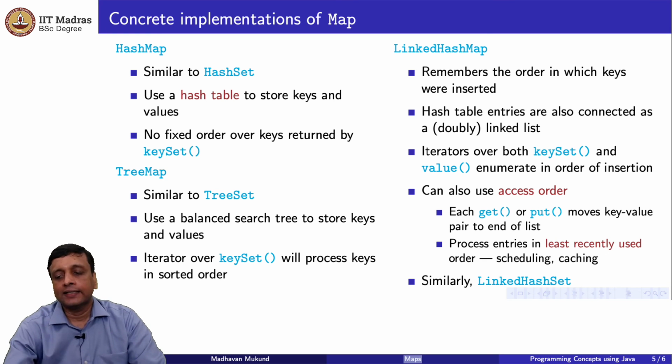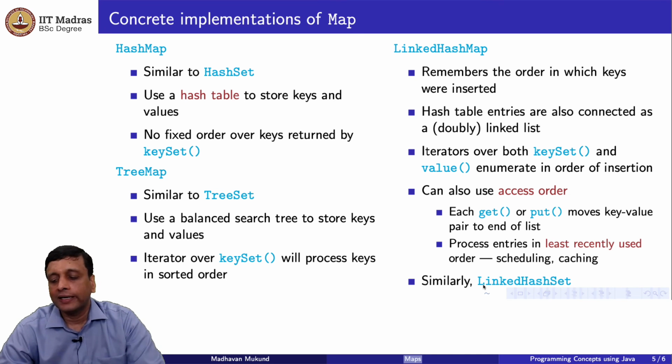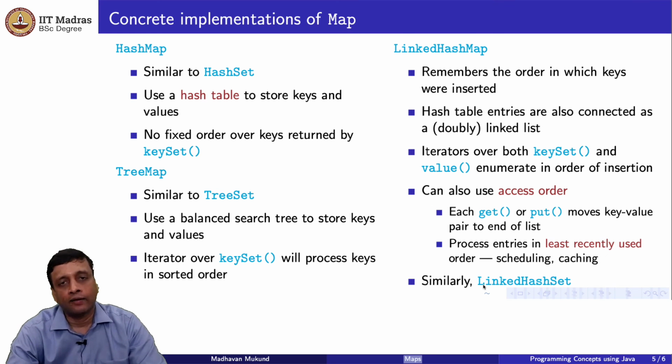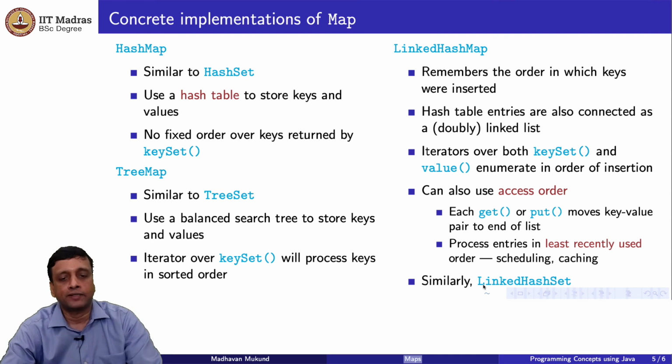So just like a hash map is like a hash set and a tree map is like a tree set, there is also a corresponding linked hash set. So even in a set, we can have the elements in the hash table linked either in the order in which they were inserted or in the order in which they have been accessed. So it doesn't have to be only for a key value store. Even for a set, we can use the same data structure.